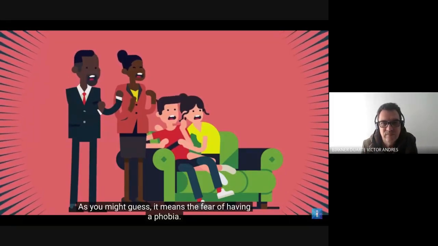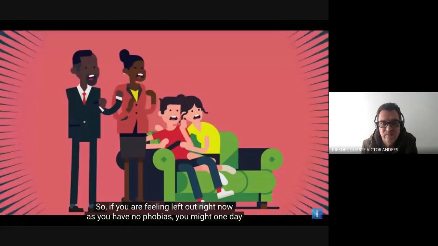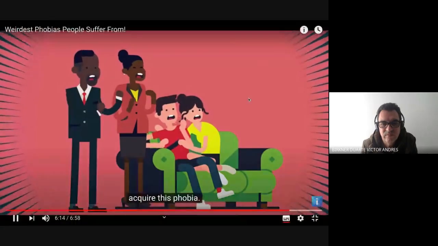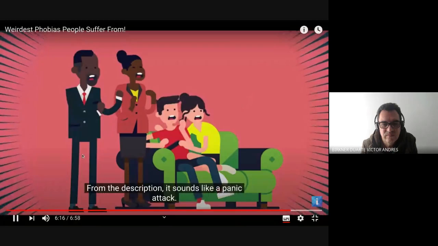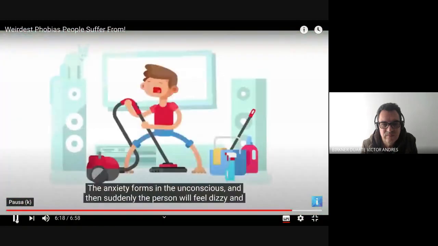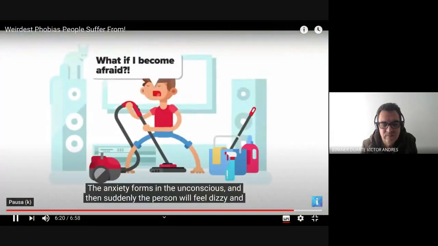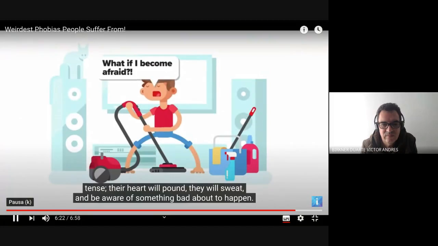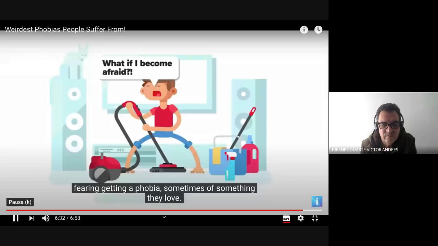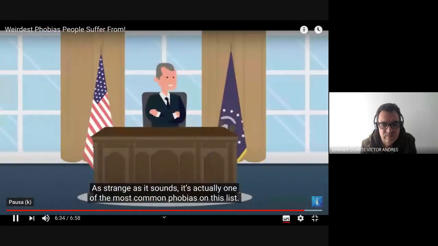So if you are feeling left out right now as you have no phobias, you might one day acquire this phobia. From the description, it sounds like a panic attack. The anxiety forms in the unconscious, and then suddenly the person will feel dizzy and tense. Their heart will pound, and they will be aware of something bad about to happen. This anxiety disorder can manifest as panic at any time because the person is always fearing getting a phobia, sometimes of something they love. As strange as it sounds, it's actually one of the most common phobias on this list.